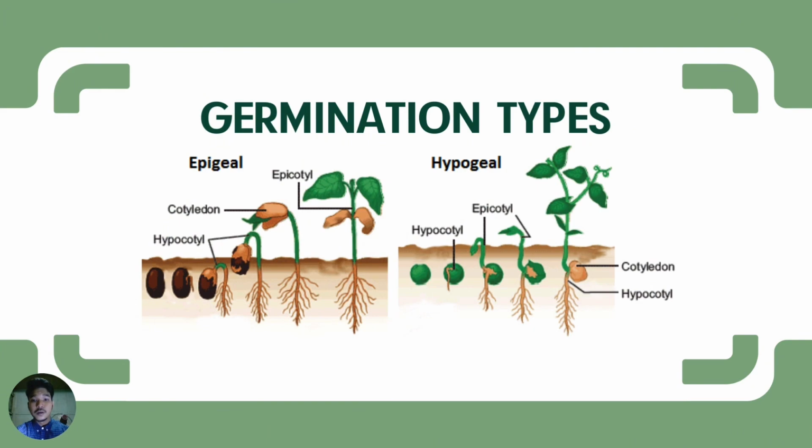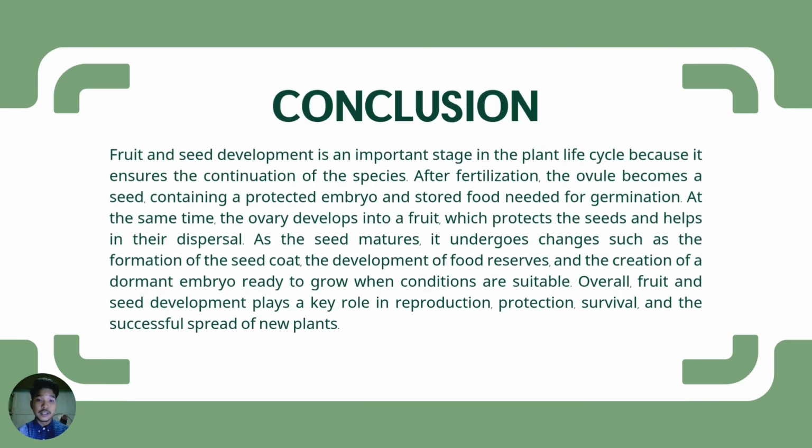However, hypogeal germination is when the cotyledons stay inside the soil. The epicotyl grows longer. The true leaves appear above the ground first. The cotyledons stay underground and act as a food storage for the young plant. So that's the difference between epigeal and hypogeal germination. So next we move into the next slide. The last one is conclusion.